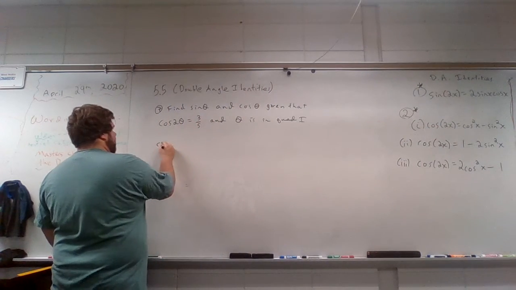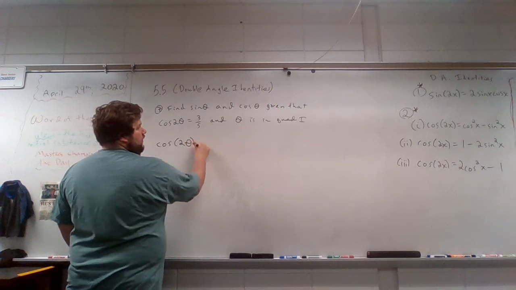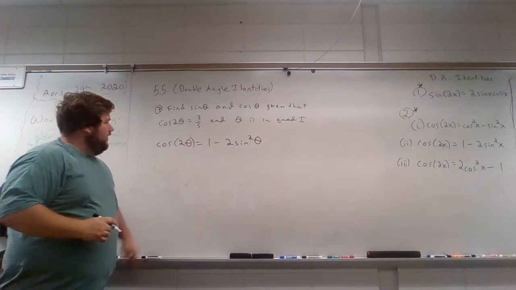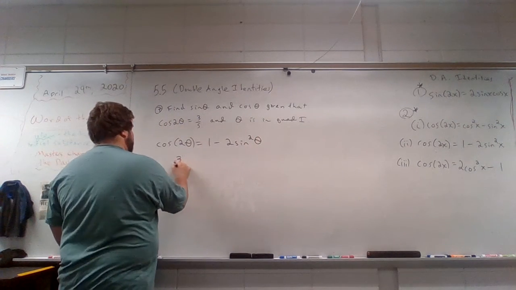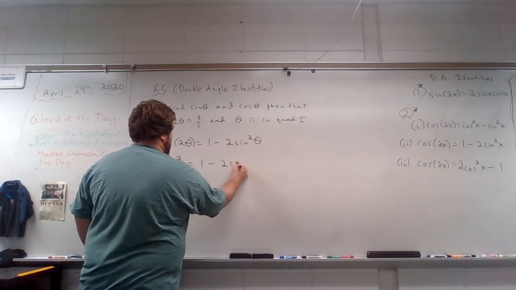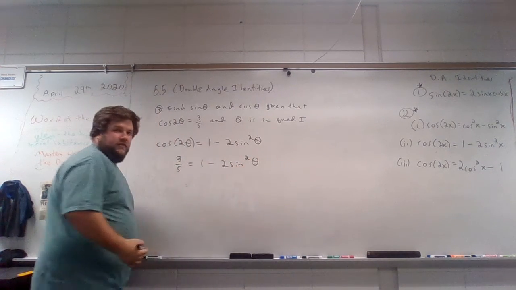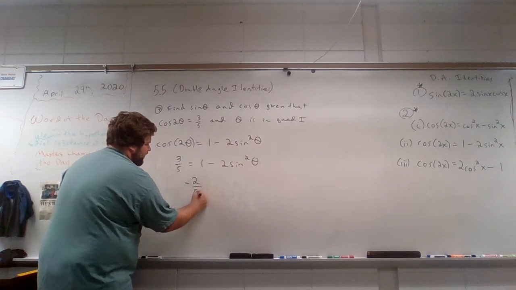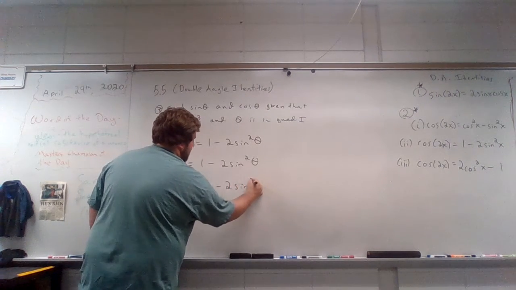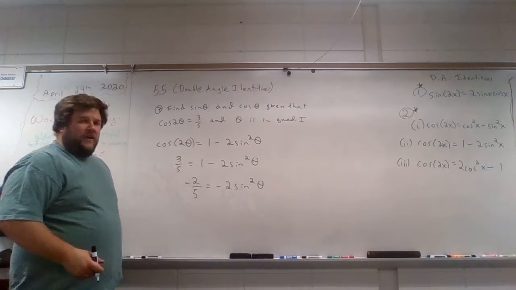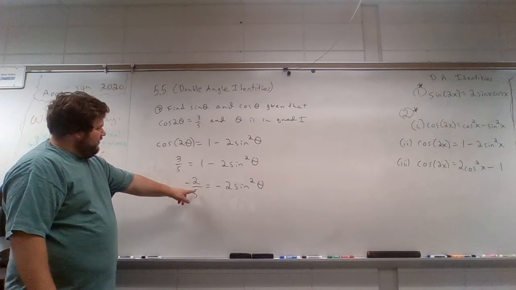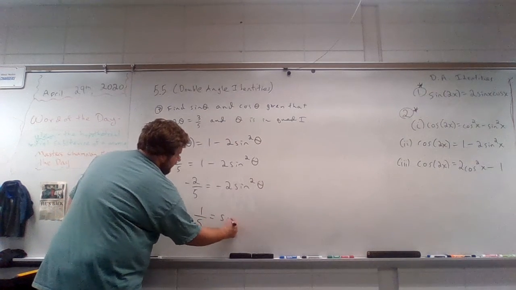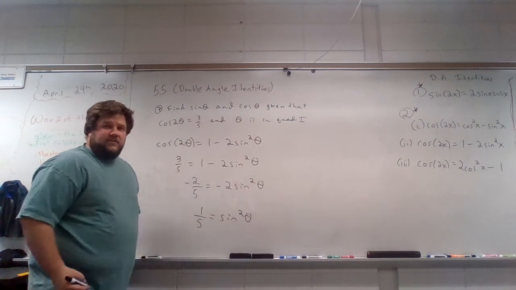Okay, so let's look. Cosine of 2 theta is 1 minus 2 sine squared theta by our identity. And then since cosine of 2 theta is 3/5, I would go through and solve this. So subtract 1, and that would give a negative 2/5 is equal to negative 2 sine squared theta. Multiply by negative 1/2. Negative 1/2 times this is going to be a positive 1/5. So I get down to 1/5 equals sine squared theta. And then I take the square root.